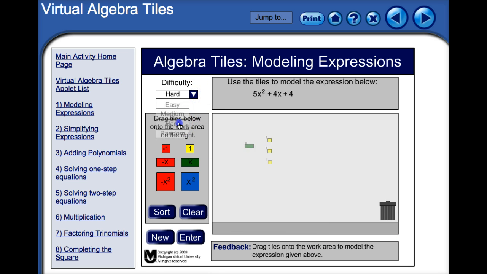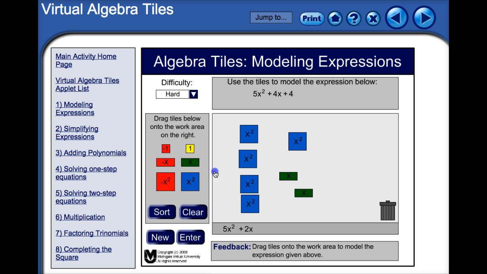Let's go to a difficult one: 5x squared plus 4x plus 4. So I need 5 of these x squareds: 1, 2, 3, 4, 5, plus 4x. You can see the expression building at the bottom of the screen. Plus 4. Okay, so that's how we model polynomials using algebra tiles. Here's my polynomial up at the top, and these are my algebra tiles that model that polynomial expression.